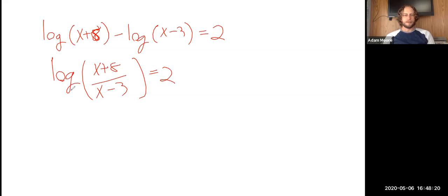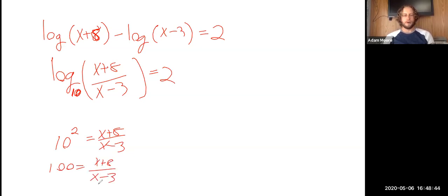So dig this, guys. We got this. It's a common log, though. So you guys are like, well, I guess it's a 10. So if I'm putting this in exponential form, this would be 10 to the 2 equals all the other stuff. And now it's good because we can do 10 to the 2. That's 100 equals x plus 8 over x minus 3. And then tell me, guys, how do I get that x minus 3 out of there?